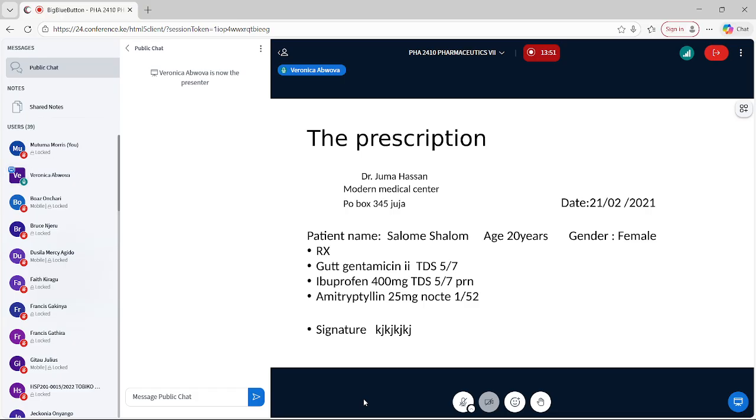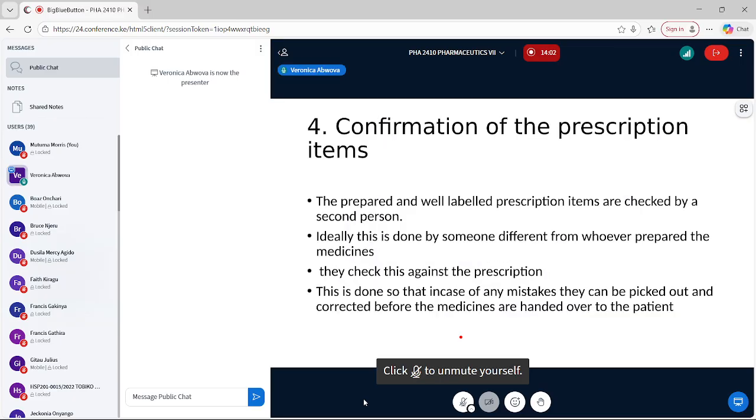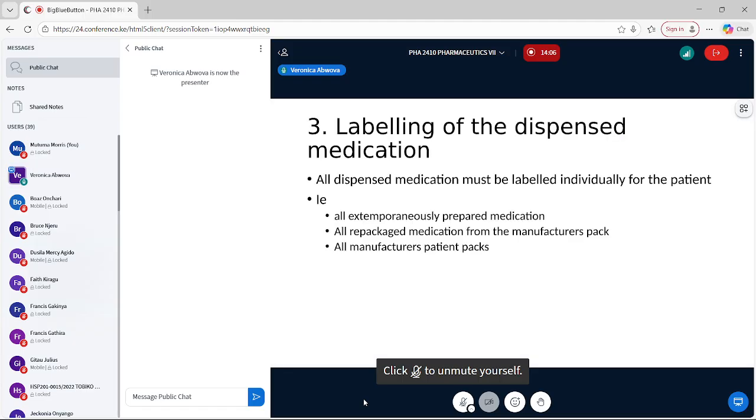Okay, so it's important that you actually take care of all that. So you ensure that all those items are actually labeled, okay? The labeling includes all extemporaneously prepared medication, all repackaged medication from the manufacturer's pack, and all manufacturer's patient packs.